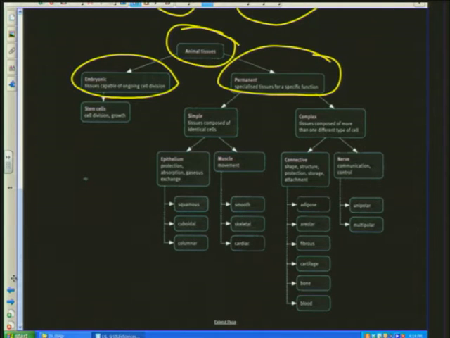The permanent tissues are divided into two parts. You've got the simple ones, and then you've got the complex ones. Simple and complex. Ones that are more difficult to understand than the others.